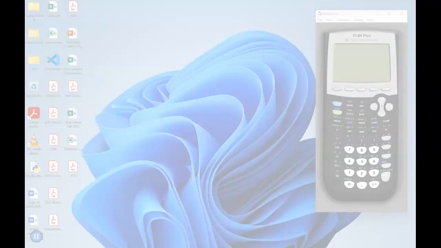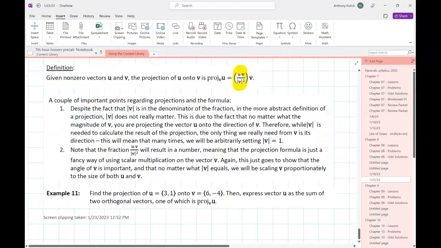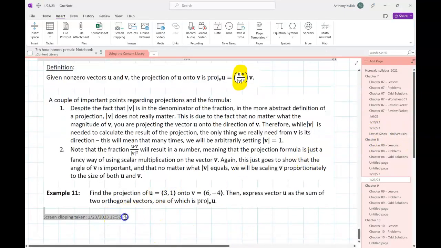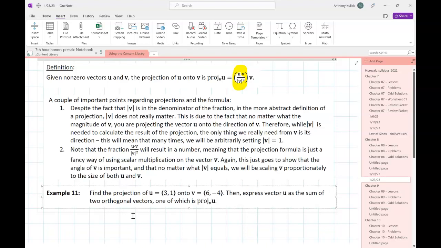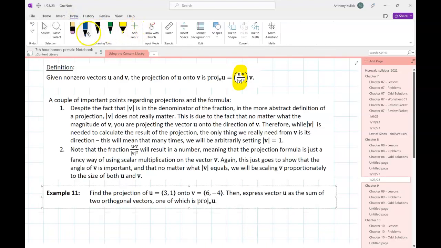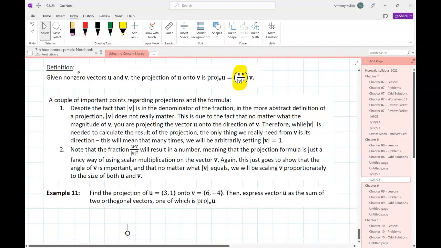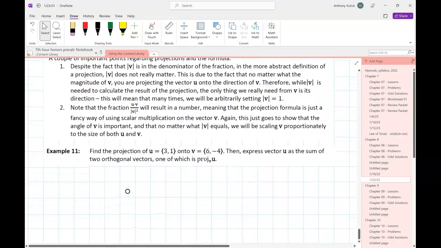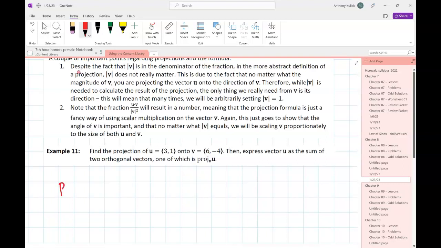All right, let's do a numeric example here to just practice doing this calculation. So it says, find the projection of u onto v, then express u as the sum of 2 orthogonal vectors, one of which is the projection of v onto u. Okay, I meant the projection of u onto v, excuse me.